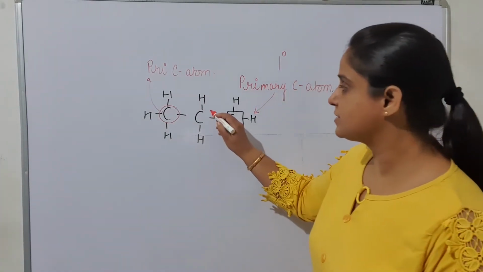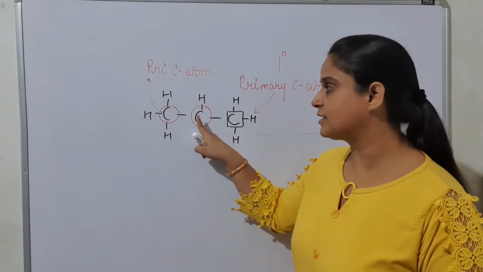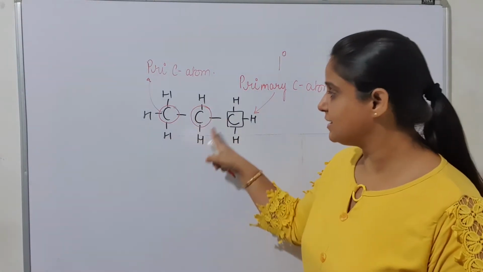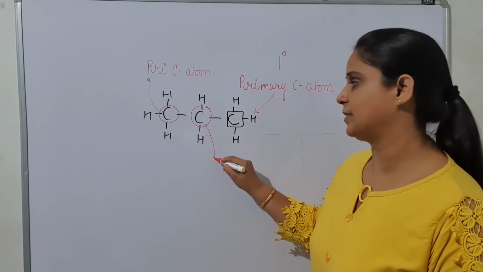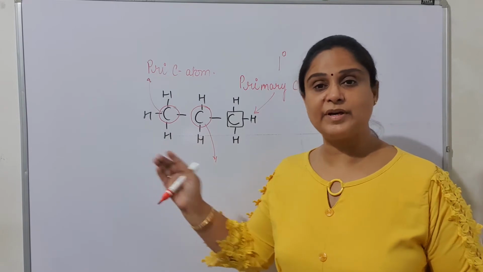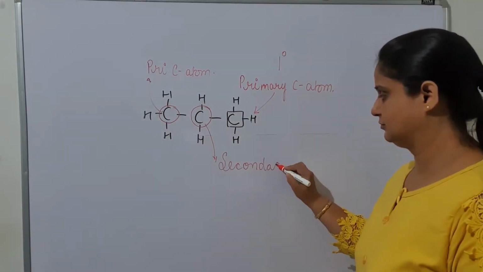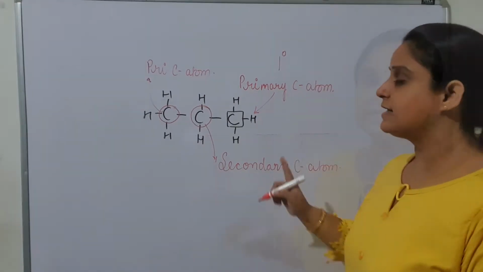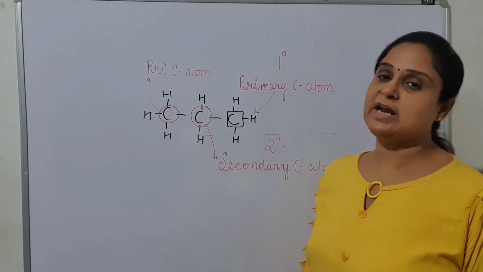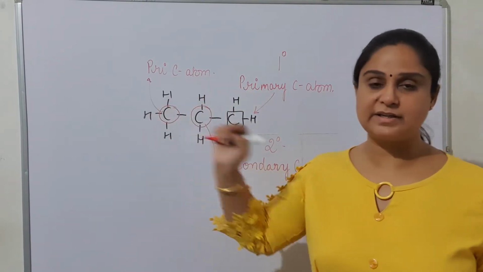Now let's look at this carbon, this middle carbon. Can you see that this middle carbon is connected one side with one carbon and another side with another carbon? So you can see here that this is connected with 2 carbon atoms, and this type of carbon which is connected with 2 other carbon atoms is called secondary carbon atom. And secondary carbon atom is indicated by 2 degree carbon atom. So secondary carbon atom is connected with 2, primary carbon atom is connected with 1.